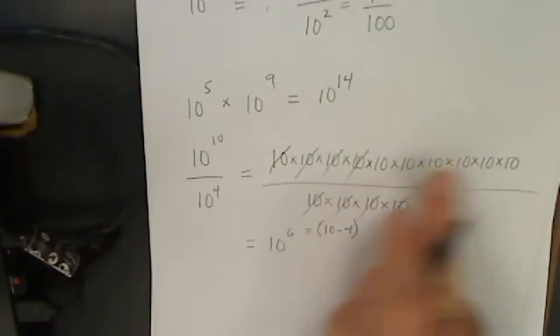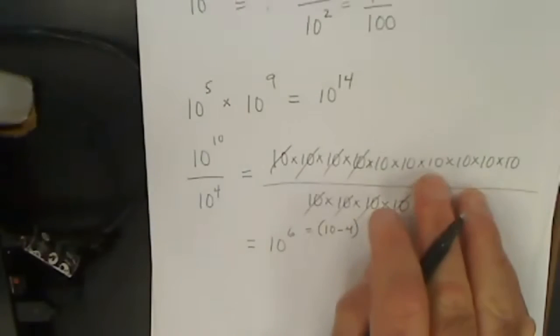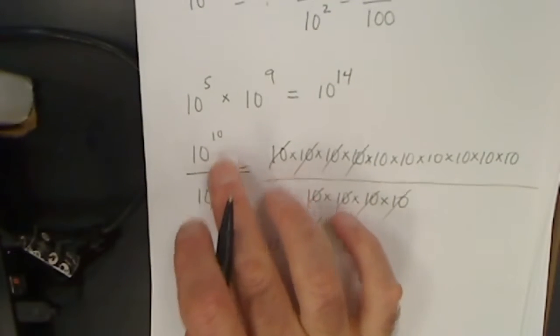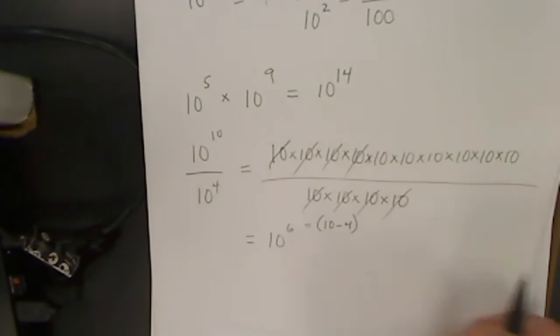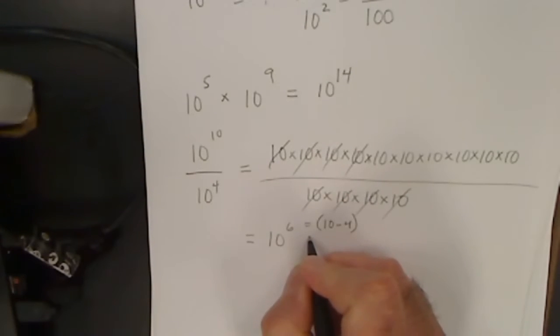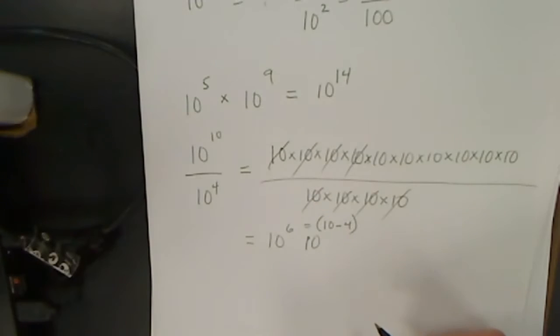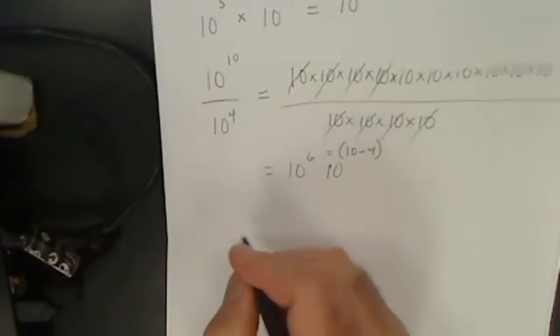So you don't have to do it this way ever again. I just wanted to show you. What do you do? You subtract the powers. So 10 to the 10 minus 4. Does it make sense? Yes. Okay, let's do one more.